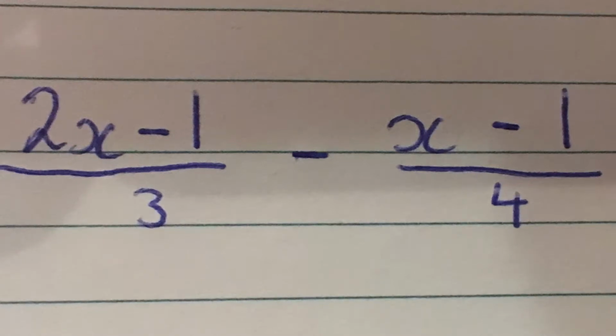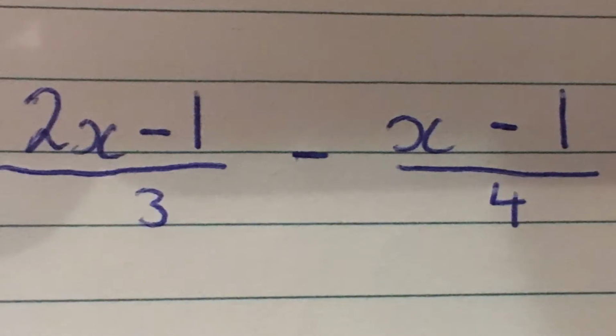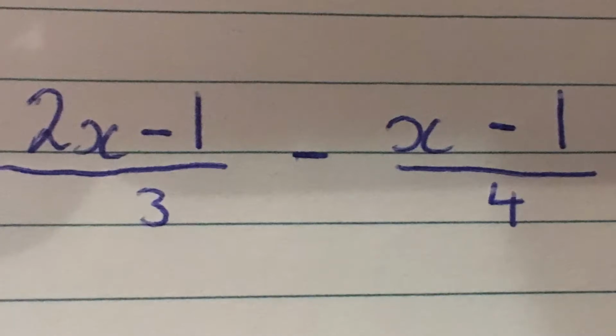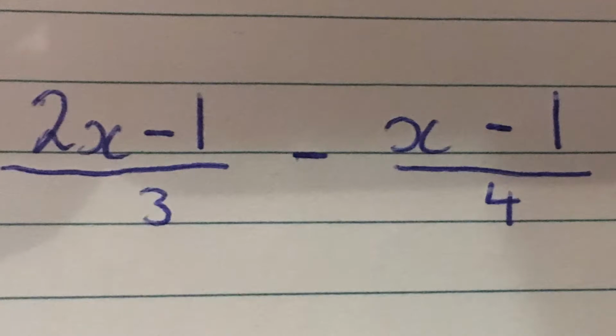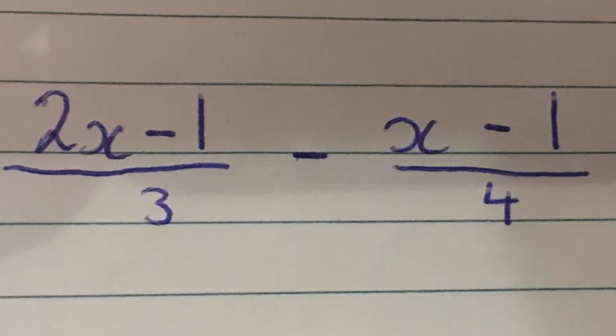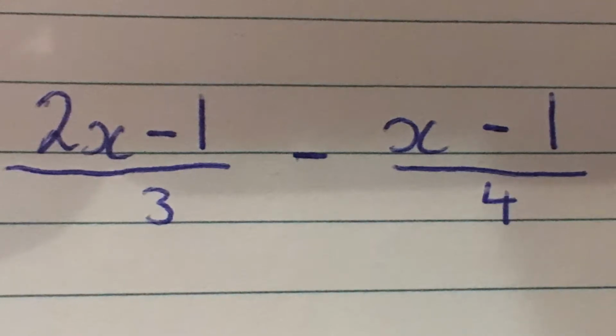The first thing you need to do is just make sure that you have a common denominator for these two fractions. So your first step is always going to be finding the lowest common denominator for our two fractions. And then we're going to combine the numerators.